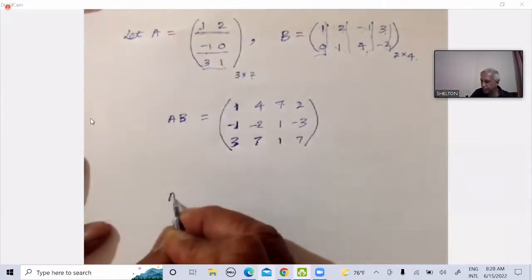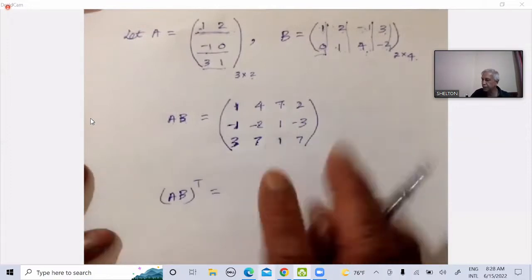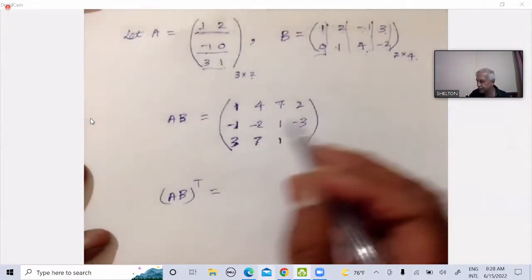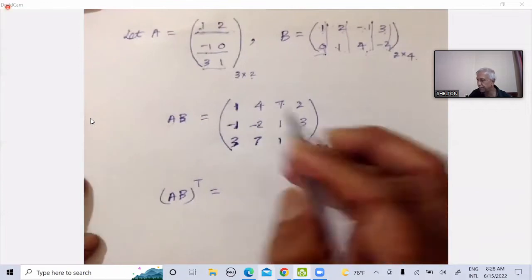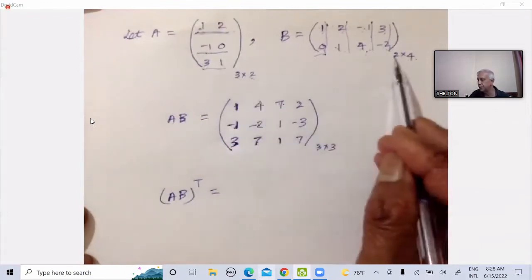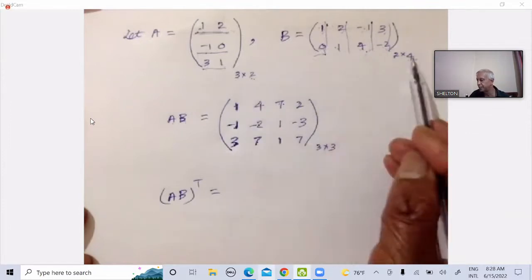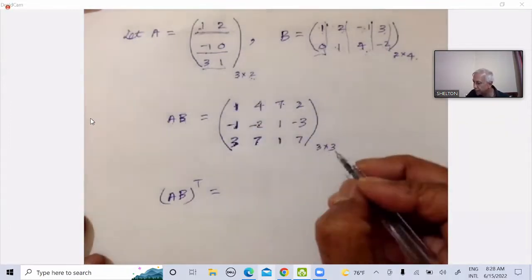So what is AB transpose? AB transpose is equal to, now this one is of the size 3 by 4. We knew that from the beginning. 3 by 2, 2 by 4. When you multiply, you get 3 by 4. The 2 disappears. So this is 3 by 4.